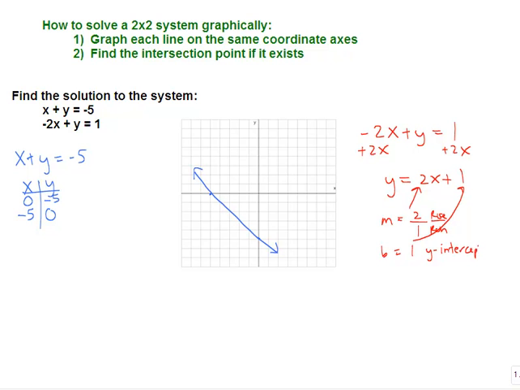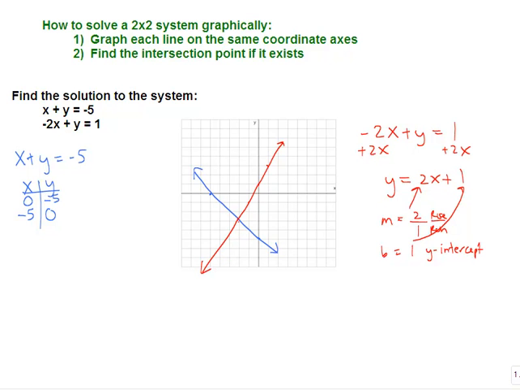So when we go to graph this line, you want to start with your y-intercept, which was at 1, put a dot, and then you can use your slope from there. So starting at that 1, our slope was a rise of 2, so up 2 over 1. And there's our second dot. And now we're just going to connect the 2 dots together, and we get a line that looks like that.